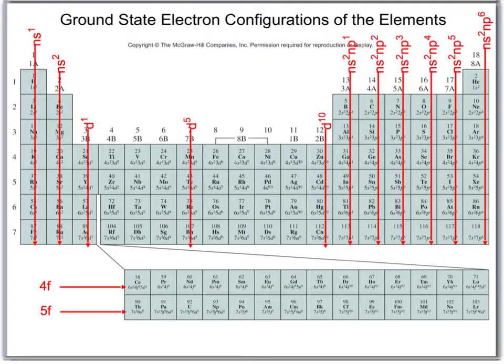As we've stated previously, all elements in the same family have similar chemical properties. This is because all elements in the same family have the same ground state electron configuration of the outer shell. For example, the alkali metals all have a single s electron in their outer shell. All the alkaline earth metals have 2 electrons in their outer shell.